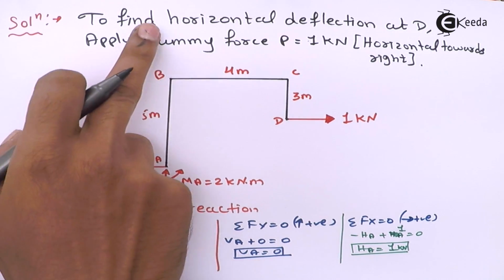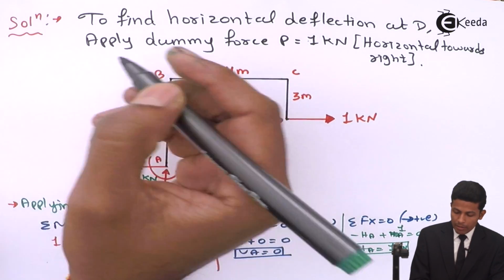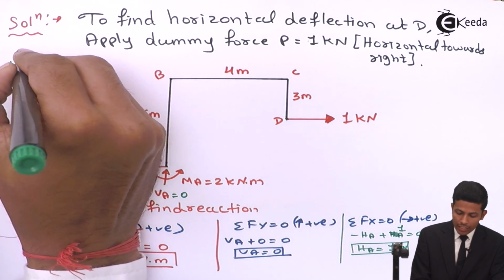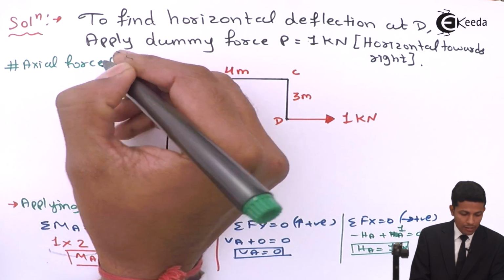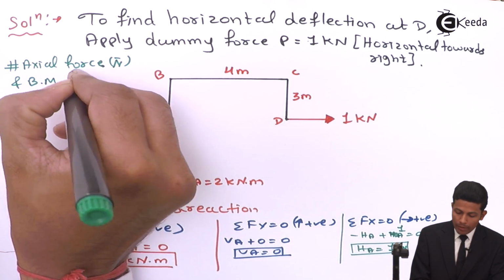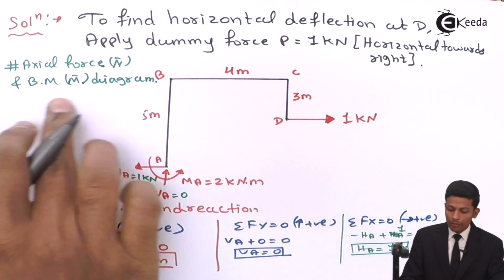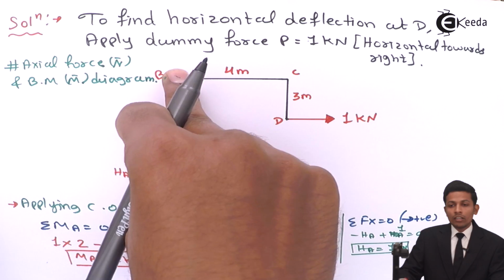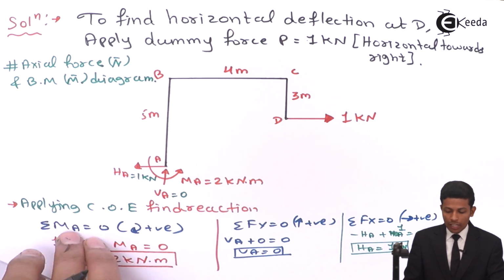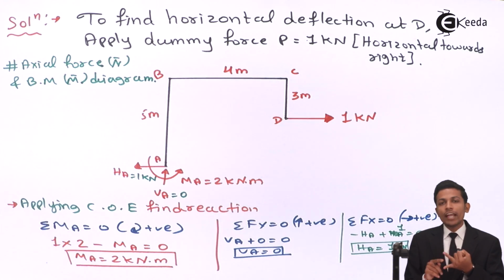After that we have to write one statement: for axial force N bar and bending moment M bar diagram, because we are drawing the shear force, bending moment and axial force diagram for each member separately. Let's start with the first part AB, then BC, then CD, and draw the AFD and BMD. No need to draw the SFD because we have to find the area also.